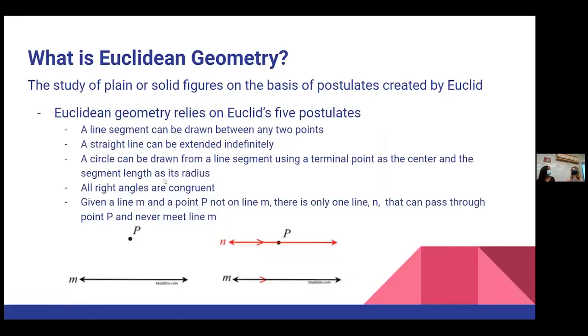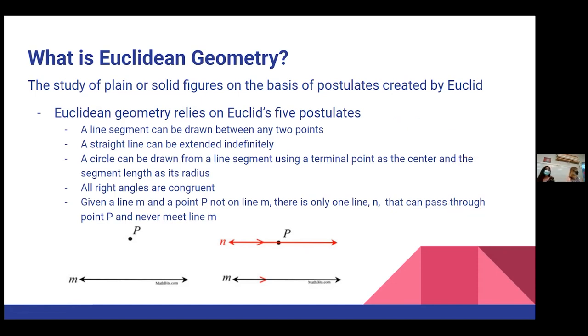Like I mentioned earlier, hyperbolic geometry is a form of non-Euclidean geometry. In order to understand what that is, we should first understand what Euclidean geometry is. Euclidean geometry is the study of planar solid figures on the basis of postulates, which are principles, created by Euclid, the Greek mathematician. It relies on Euclid's 5 postulates. The first postulate is that a line segment can be drawn between any 2 points. The second is that a straight line can be extended indefinitely. The third is that a circle can be described with any point as the center and any distance from that point as the radius. The fourth is that all right angles are congruent.